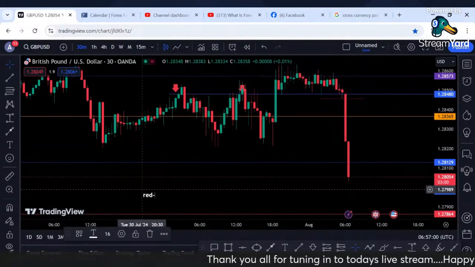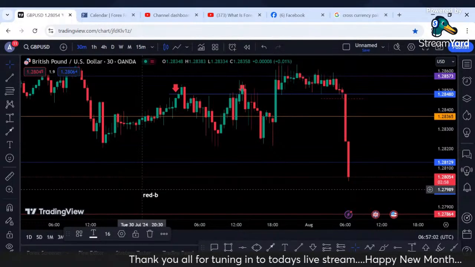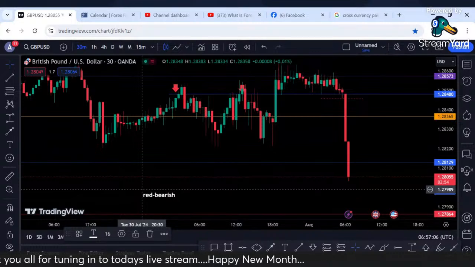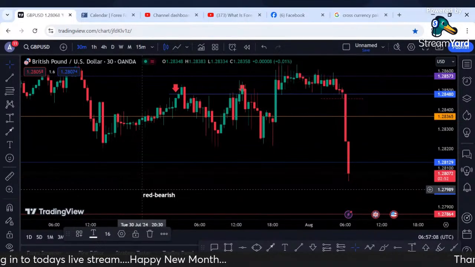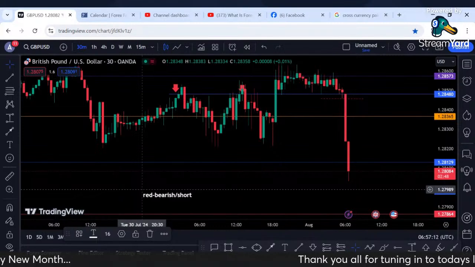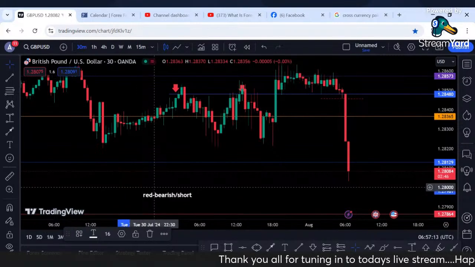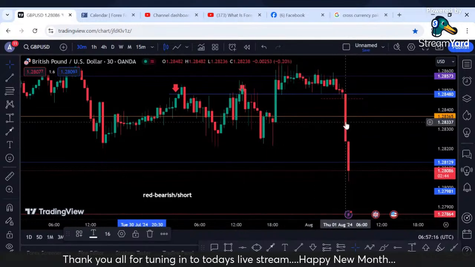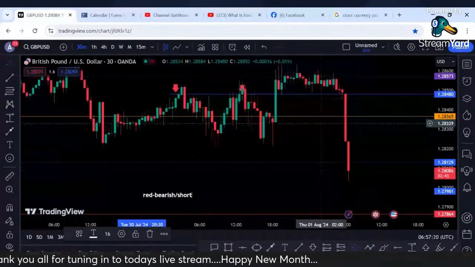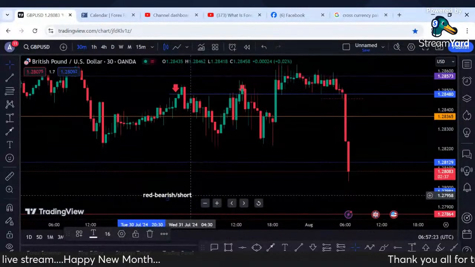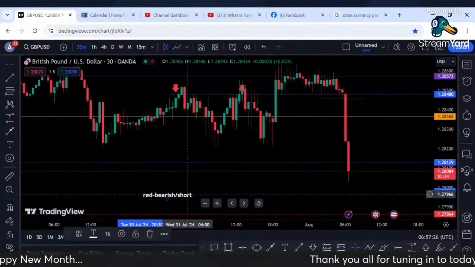So the red candles represent what? I know most of my followers here are beginners. The red is a bearish candle, or we sometimes call it short. Okay, short. So the colors don't matter. The most important thing for you to differentiate them is what?